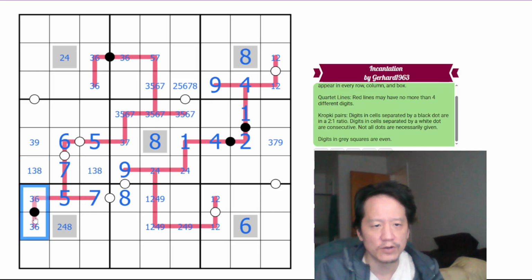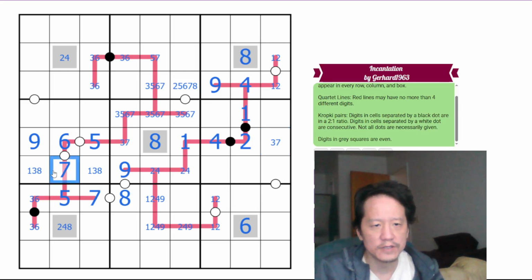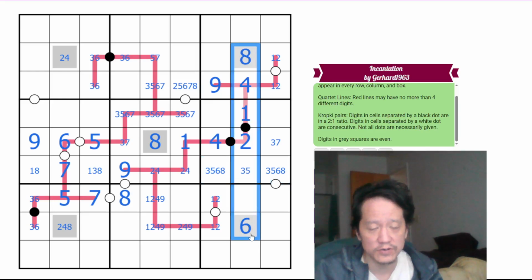This 3, 6 pair eliminates 3 from the rest of the column. So this can't be 3, this is 9. This can no longer be 9 then. This can't be 3 either. So this is 1, 3, 5, 6, 8. But 1 cannot be any of these. This can't be 6 or 8 either because of the 6 or 8 in the column.